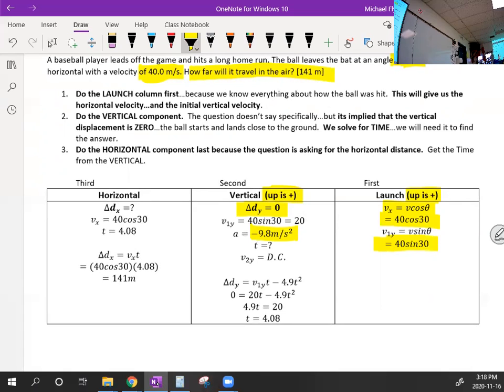I know it says a home run, okay? But we're assuming this is not in a stadium where it's going to hit the stands somewhere at a vertical height that's not 0, okay? But let's say it's in, you know, a field somewhere where outside the parameters of the baseball diamond is just more field. So it's going to land past the fence. So it's still a home run, but on the ground. So that means delta dy is 0.